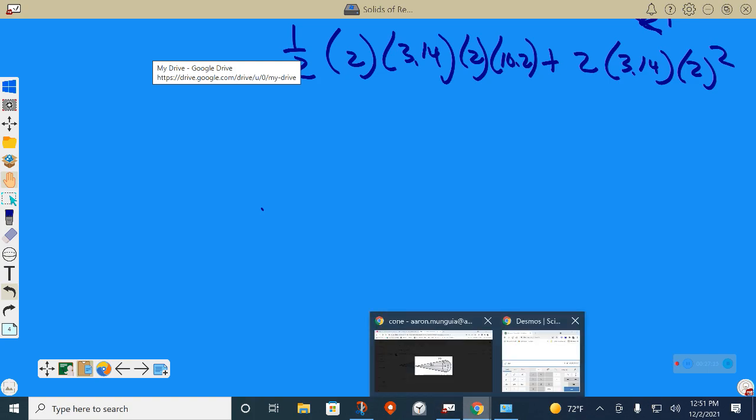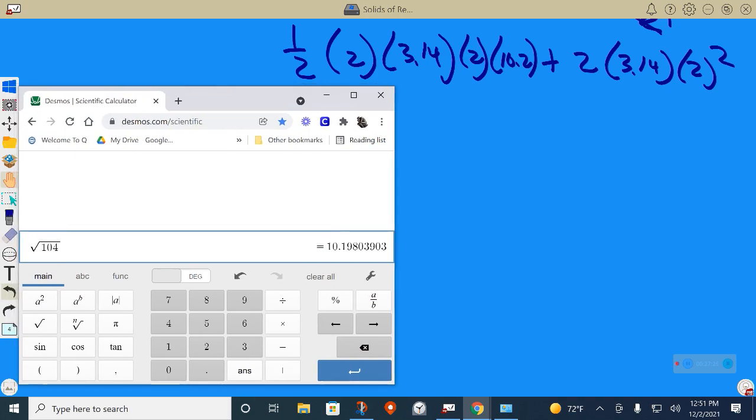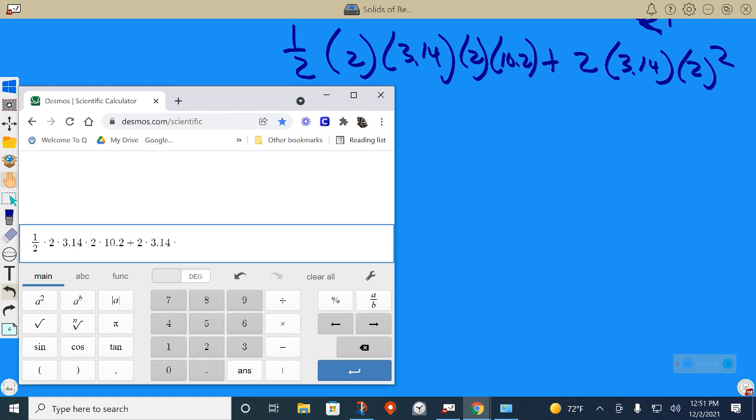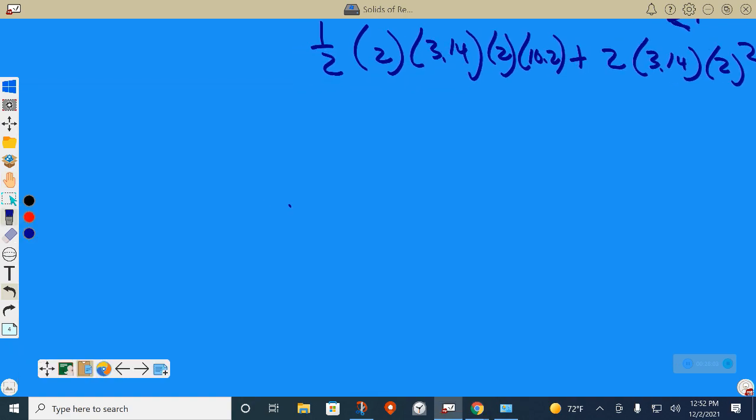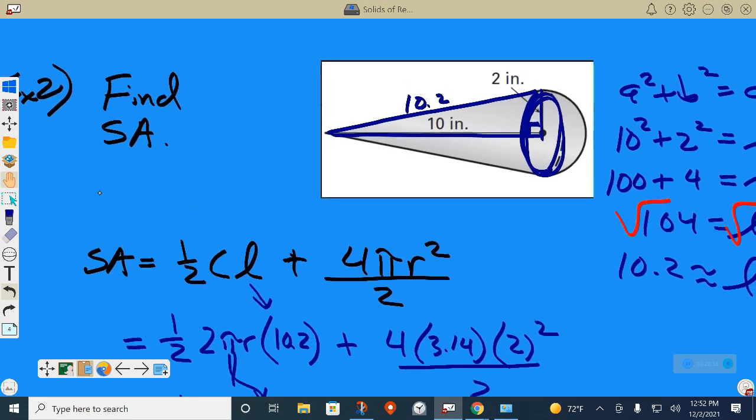Let's do this. One half times 2 times 3.14 times 2 times 10.2 plus 2 times 3.14 times 2 to the second power. That's 89.18. In this case, 89.18 square inches.